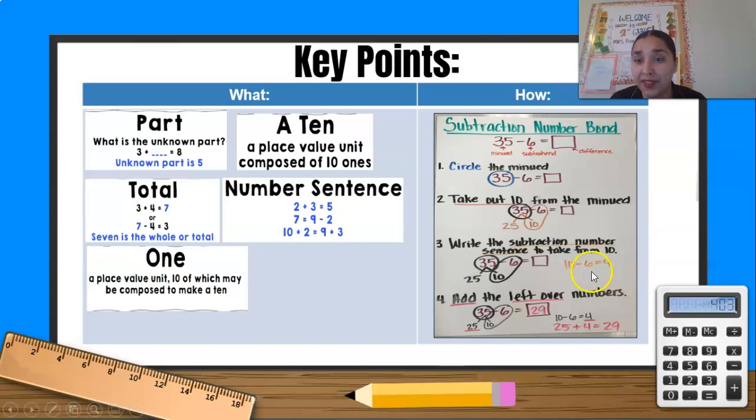And remember, you write only the subtraction number sentence. Step number 4 is you add the leftover numbers. And remember, we've been practicing the leftover numbers. You're going to underline the number 25. That's the number that is left over. And you add the 4 because that's the other number that is left over. So you add 25 plus 4, and that equals 29.